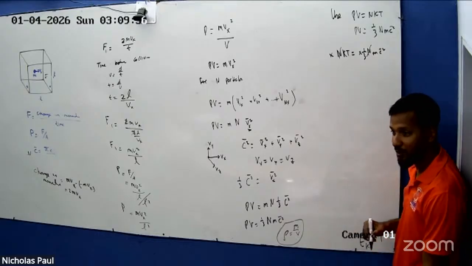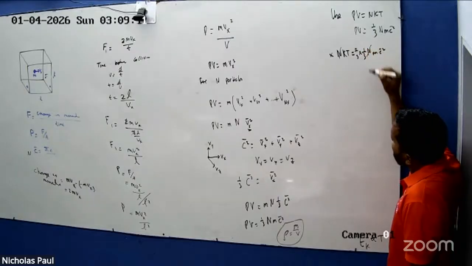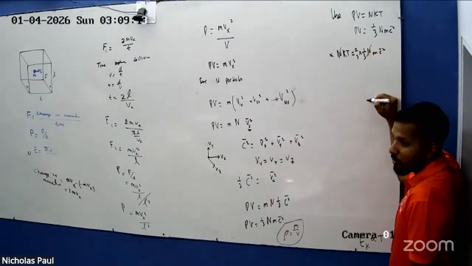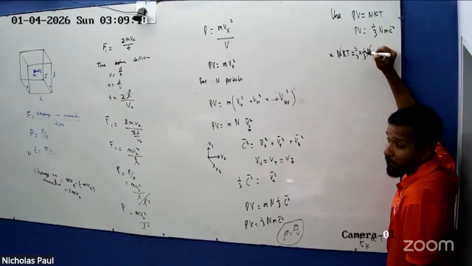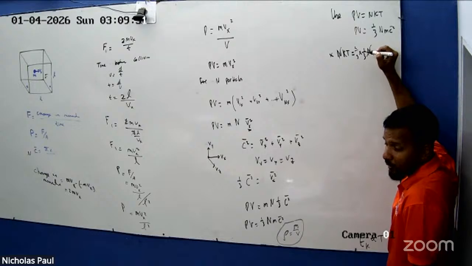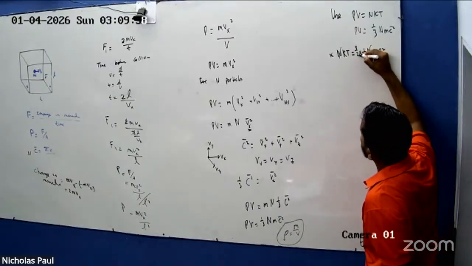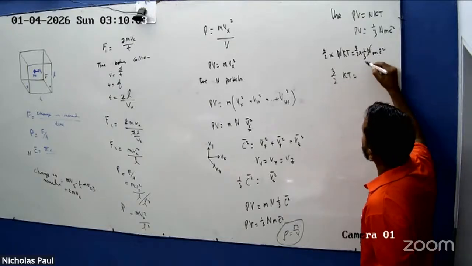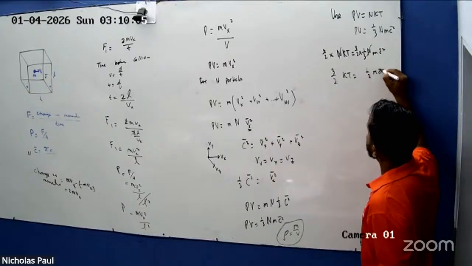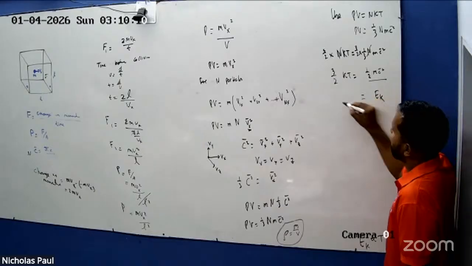Multiply by how much? You sure? No, it's not a half. Multiply by what? Three on two, right? So you'll get 3/2 kT. The 3 cancels, and you'll get half m c squared. This is kinetic energy.